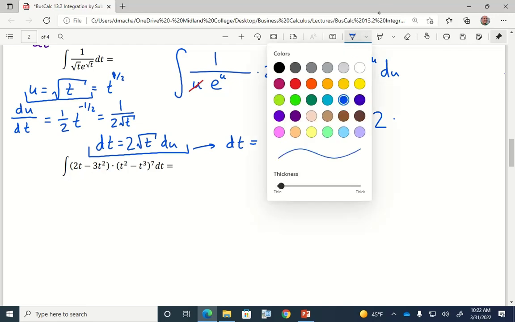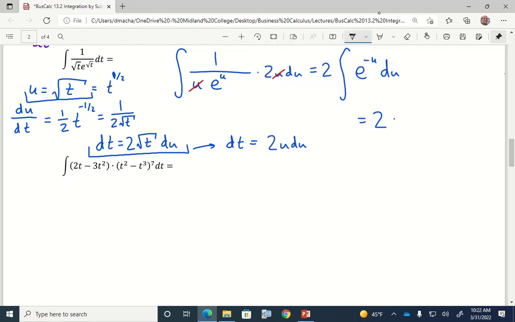And I'll write out what rule I'm referring to. So we had 5 rules we needed to memorize about antiderivatives. And one of them said that the antiderivative of e to the power alpha x was equal to 1 over alpha e to the alpha x plus c. In our case, my x is actually a u, and my alpha would be negative 1. This is like e to the power negative 1 times u.